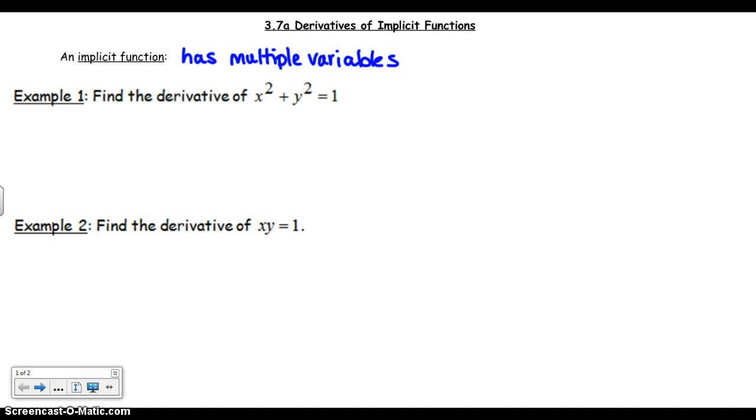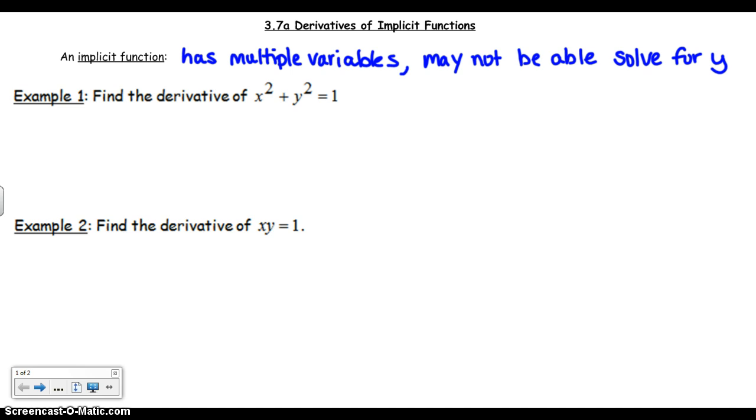As you look at example 1 and example 2 here, you can see that the x and y are on the same side of the equation. And a lot of times with an implicit function, you may not be able to solve for y. And that's the difference between an implicit function and an explicit function. An explicit function is a function that you're generally used to dealing with. An explicit function means you can solve it for y. You can get it in the form y equals something. So an implicit function may not be able to be solved for y.